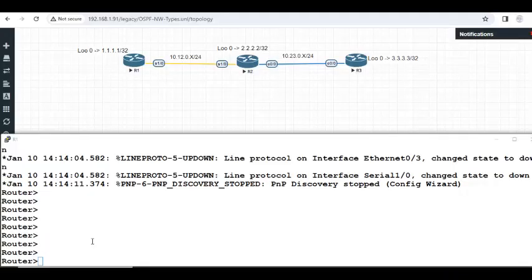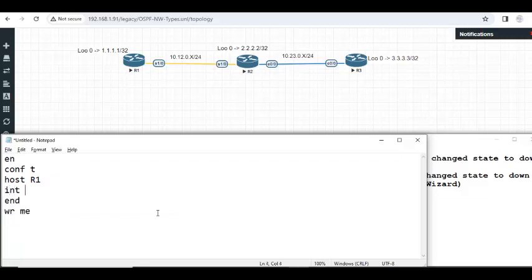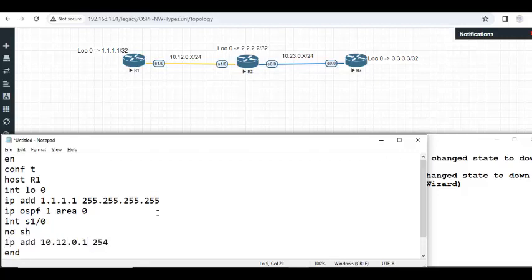To understand this network type, we have taken these 2 routers. I'm going to quickly configure this using a notepad. Notepad really saves our time, so I'll say hostname is R1, interface loopback 0, IP address is 111.122.5.255.255.255, IP OSPF 1 area 0. So as usual, I am configuring OSPF, but the network type will not be the same on serial and on Ethernet. That is what we are going to see. IP address is 10.12.0.1 255.255.255.0, IP OSPF 1 area 0.